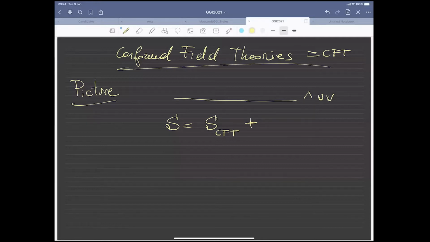And then there are deformations of two types. There are the relevant and the irrelevant, very much as before. The relevant are, let me call them with index alpha, G.